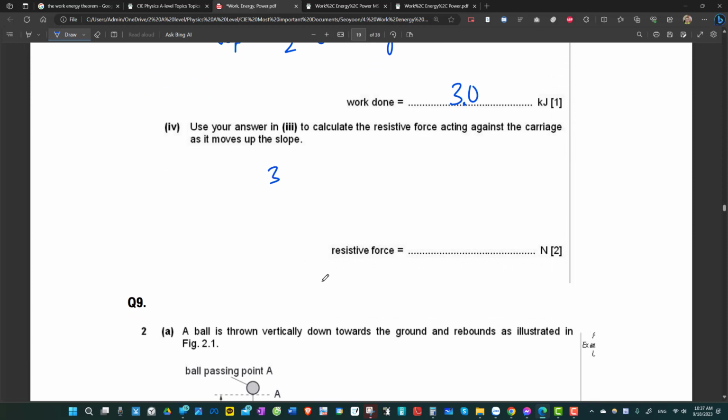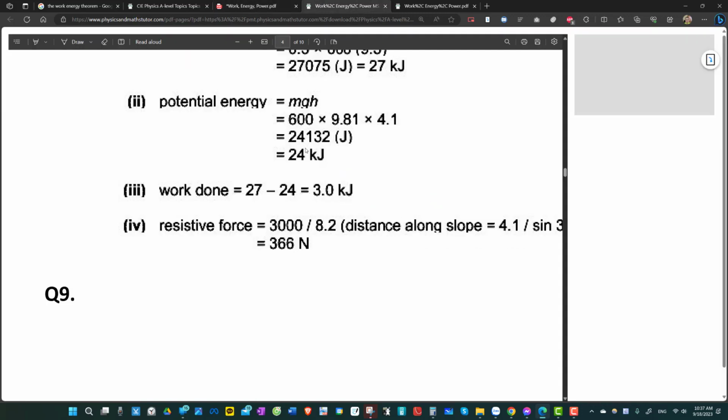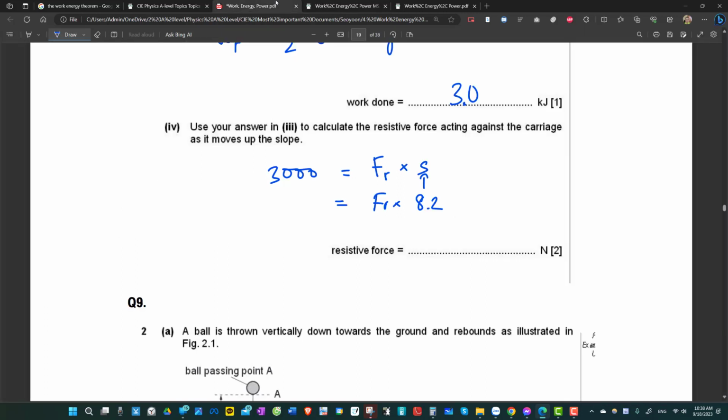The work done by resistive force is 3 kilojoule, which is 3000 joule. That equals the resistive force that we have to calculate now, times the distance s, and that distance s we have just calculated is 8.2, and therefore this resistive force is calculated as 366. Just take 3000 divided by 8.2 here, 366 Newton.